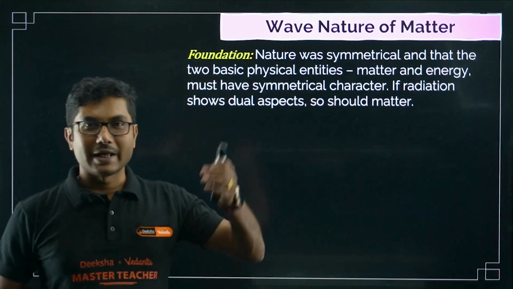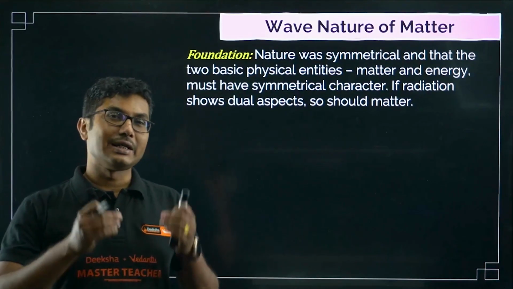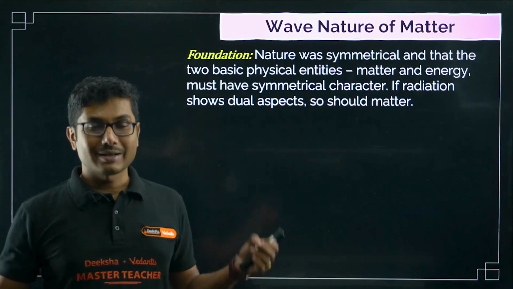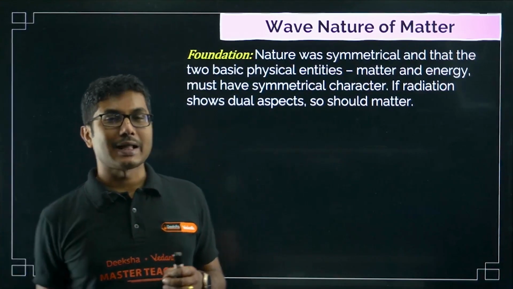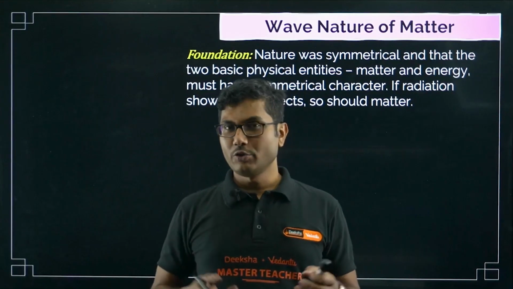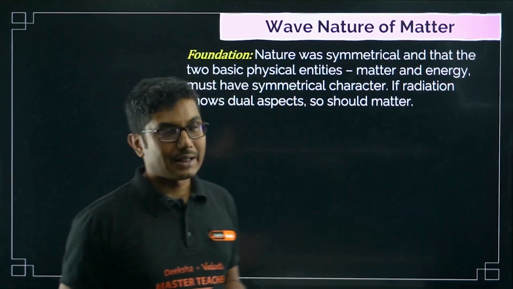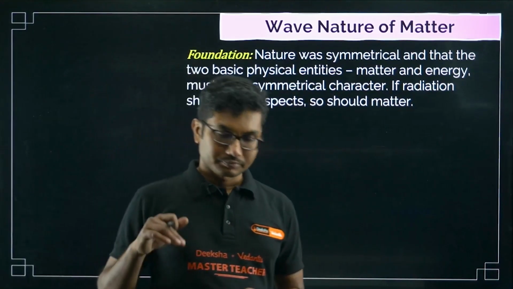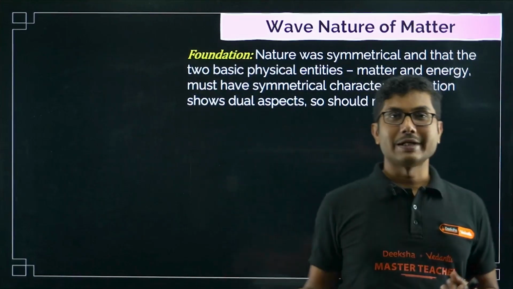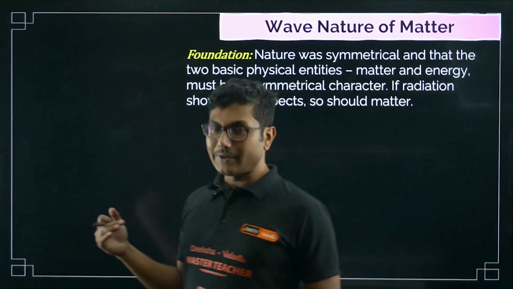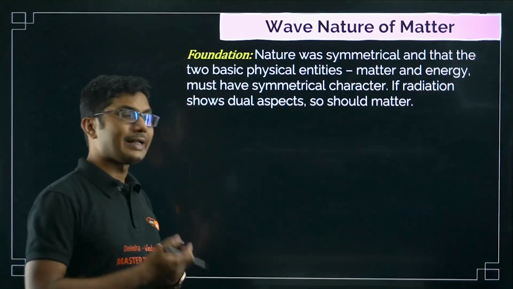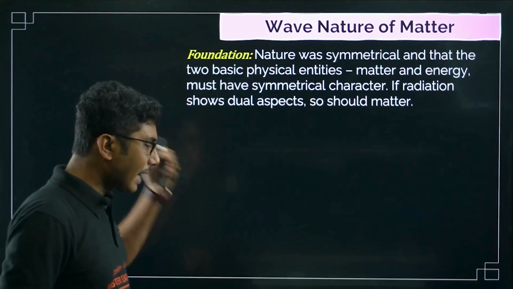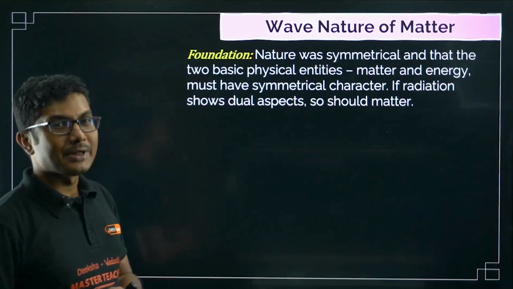For example, from energy you can create an electron-positron pair. Electron and positron are matter and antimatter, and they can be created from energy. So energy can create matter, and matter can also create energy. If you destroy the matter, you will get back the energy. So it is very important to know that they are like brothers, and you can consider that they are symmetrical.